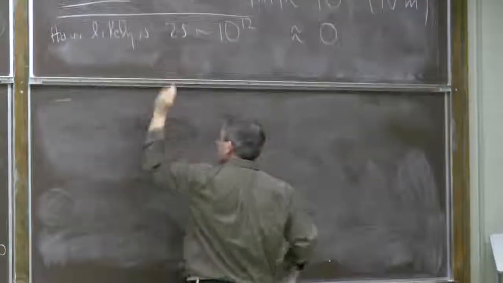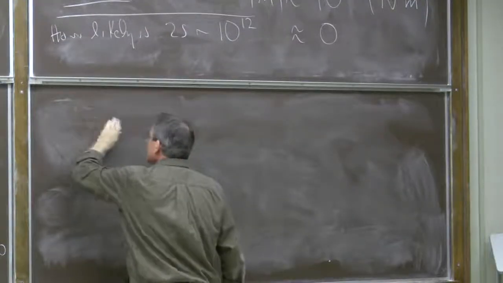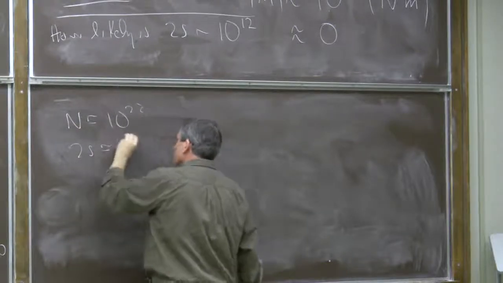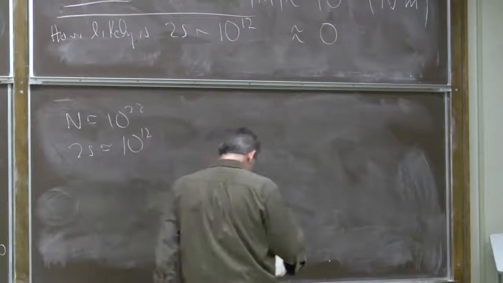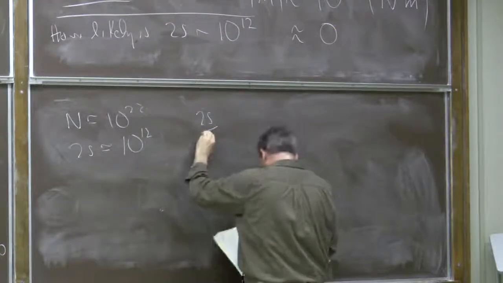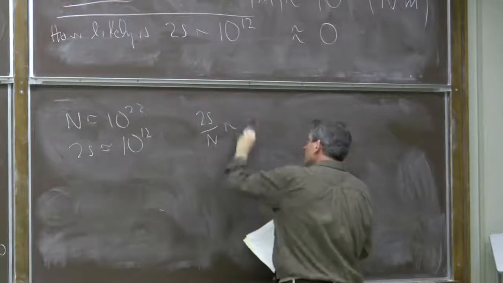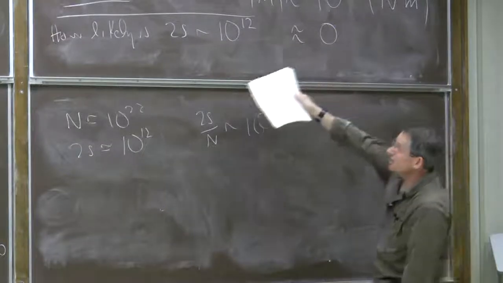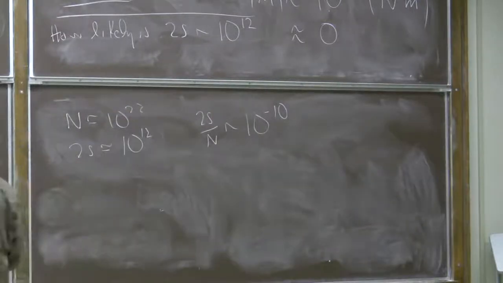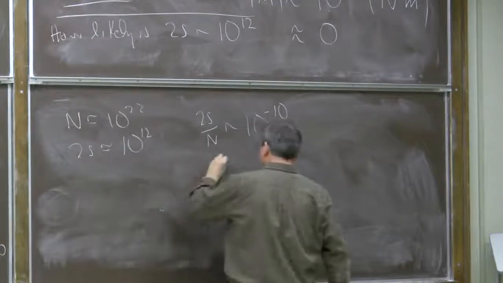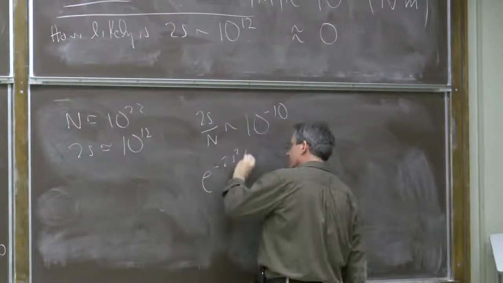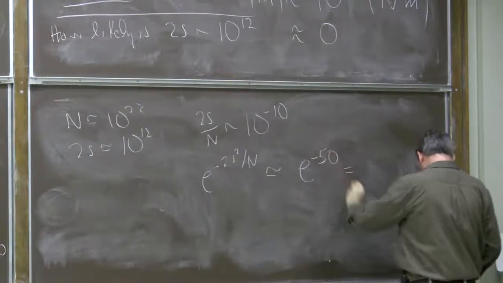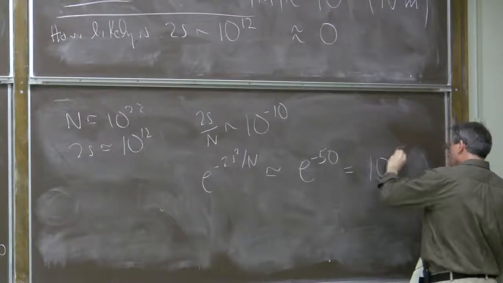But in fact, if n is 10 to the 22 and 2s is 10 to the 12, then we're talking about 2s over n of 10 to the minus 10. And so the Gaussian factor, the e to the minus 2s squared over n, is going to be something like e to the minus 50, which is 10 to the minus 21.